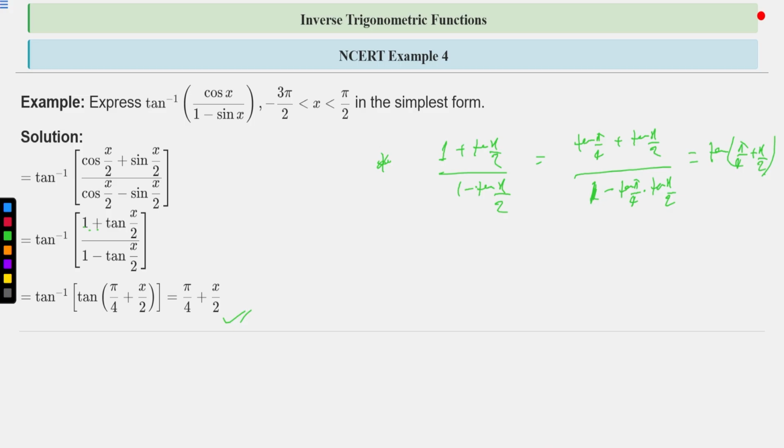Clear? So tan inverse tan of pi by 4 plus x by 2 will be equal to pi by 4 plus x by 2, right? Therefore, we have simplified the above expression as pi by 4 plus x by 2. So the correct answer will be pi by 4 plus x by 2. Got it? Okay, let us move to the next question.